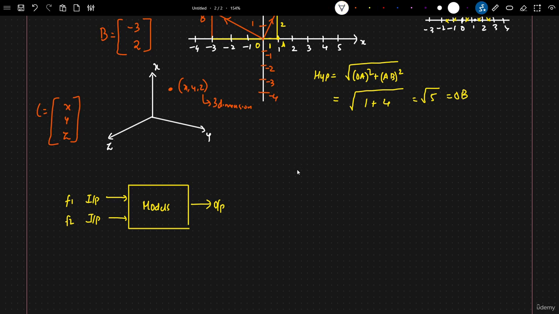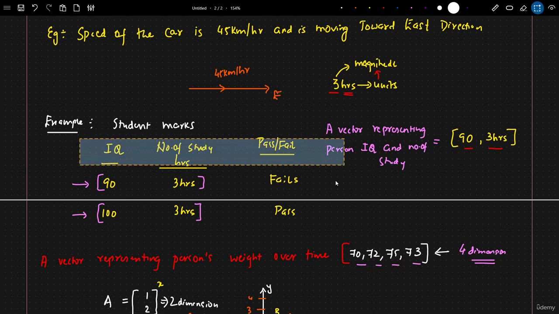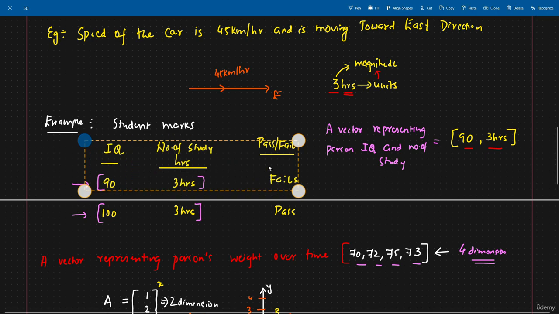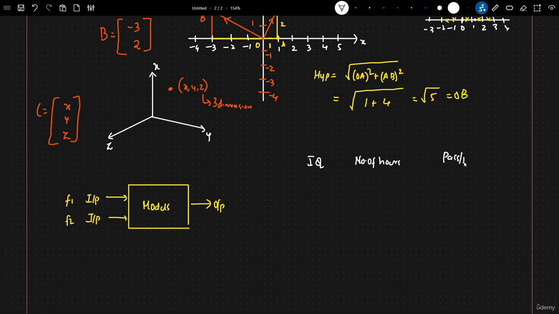Let's consider an example. Let's say I have this data set. Okay. Or let me write it down. If I consider this data set over here, IQ, number of hours, and I have data points like pass or fail. Let's say here I have 90, here I am studying for 2 hours, so the answer is fail. This fail can be categorized as 0. Okay, similarly, if I have 100 IQ, if I study for 2 hours, I will be passing, right? And this can also be categorized as 1.